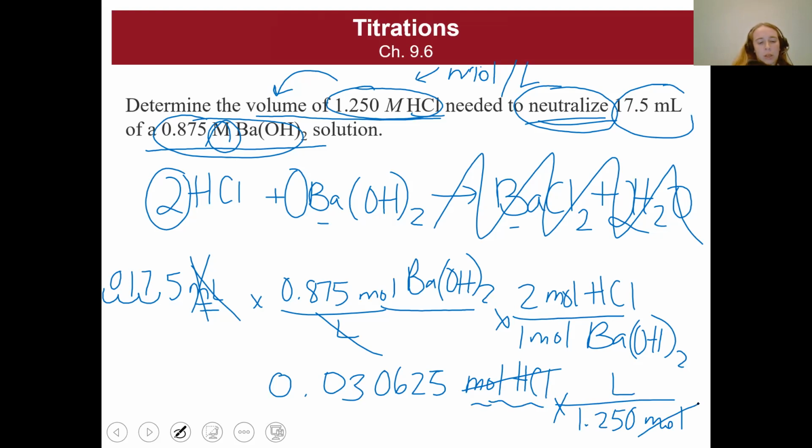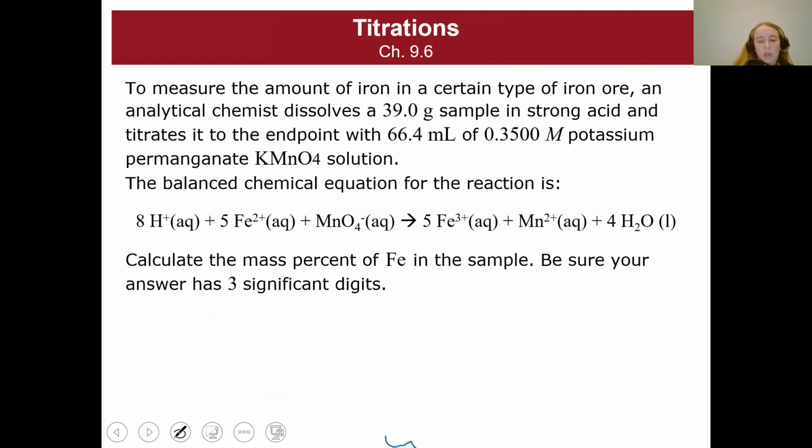So 0.030625 divided by 1.25 gives us 0.0245 liters. Make sure you know your units. So it probably wants us to give our units in milliliters because we started with milliliters of barium hydroxide. So I'm going to convert it to milliliters of HCl. And to do that, I'm going to move my decimal place over.